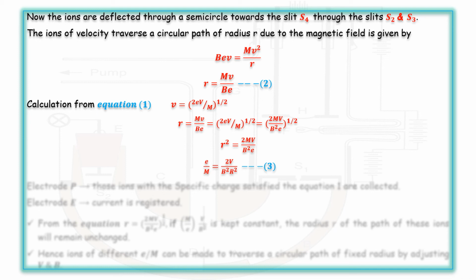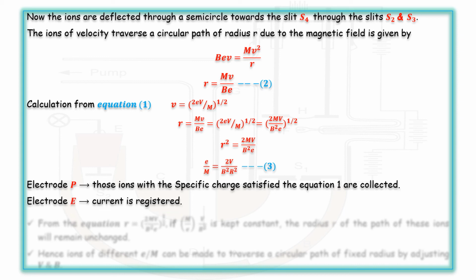Thus the charge to mass ratio is calculated from this expression, which is equal to 2V by B square r square, equation 3. Finally we collect the specific charge. The ions satisfying the above equation are collected by the electrode P, where the current is registered by the electrometer E. So here the current is registered.